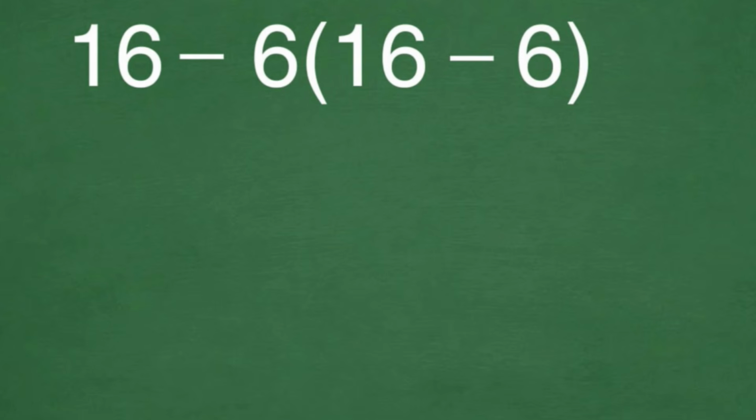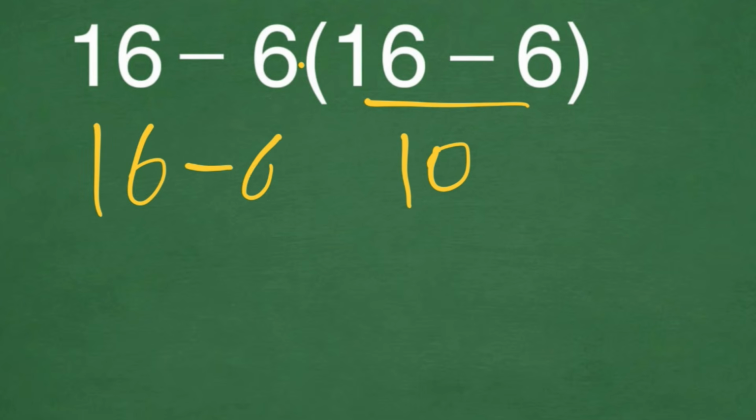So let's go back to our problem. So here we have parentheses, subtraction, and a multiplication, right? If a number is next to parentheses, that means multiplication. So 16 minus 6 gives us 10, and the problem becomes 16 minus 6 times 10.